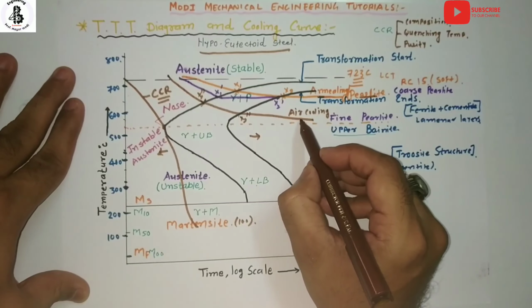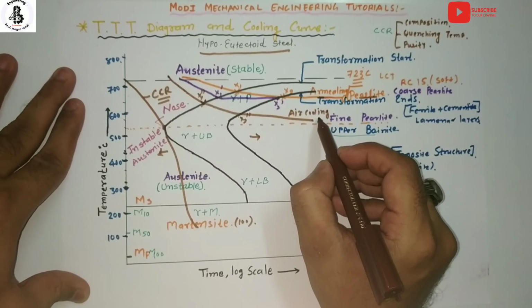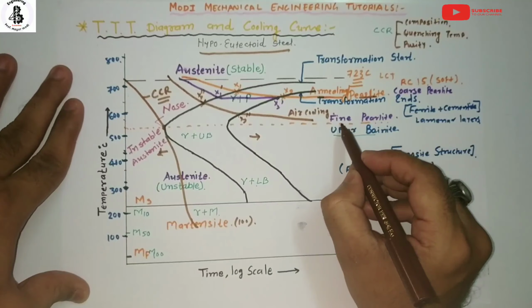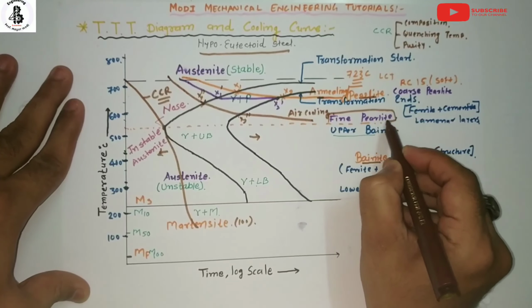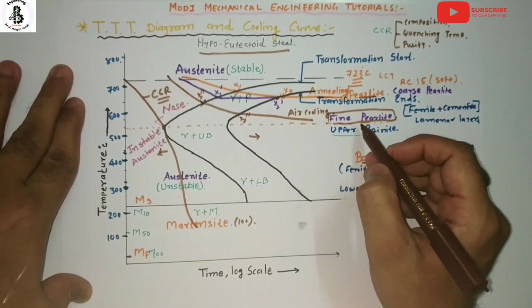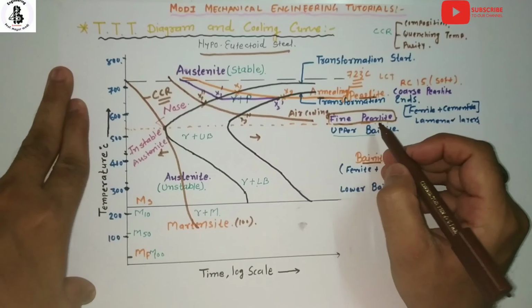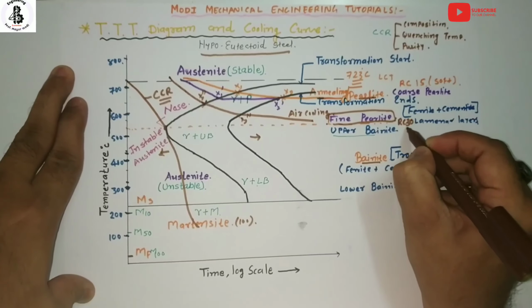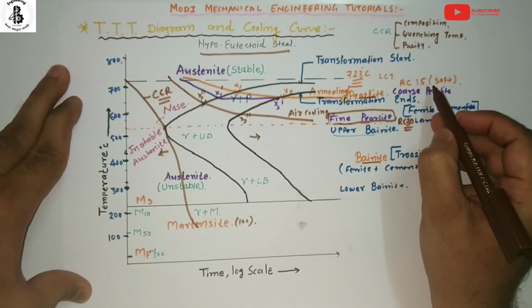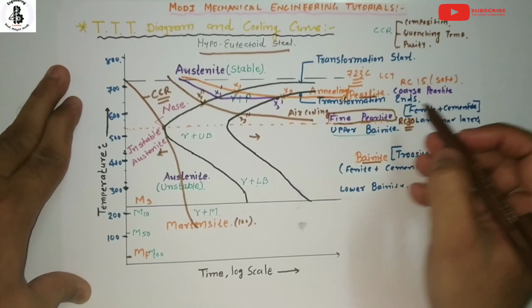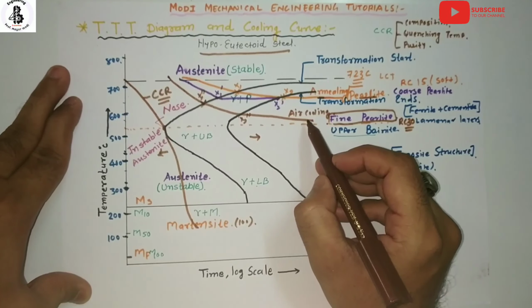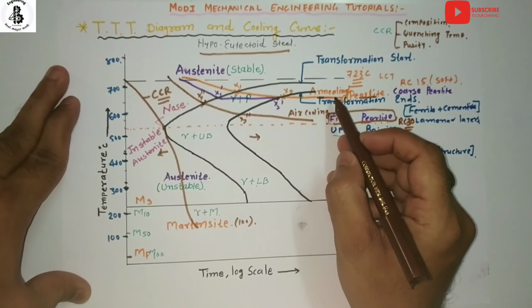By the air cooling, or normalizing process of the heat treatment, the stable austenite now converts into the fine pearlitic structure. This pearlitic structure has a hardness of around RC30, which is higher than the coarse pearlitic structure. So air cooling gives a good structure as compared to the annealing process.